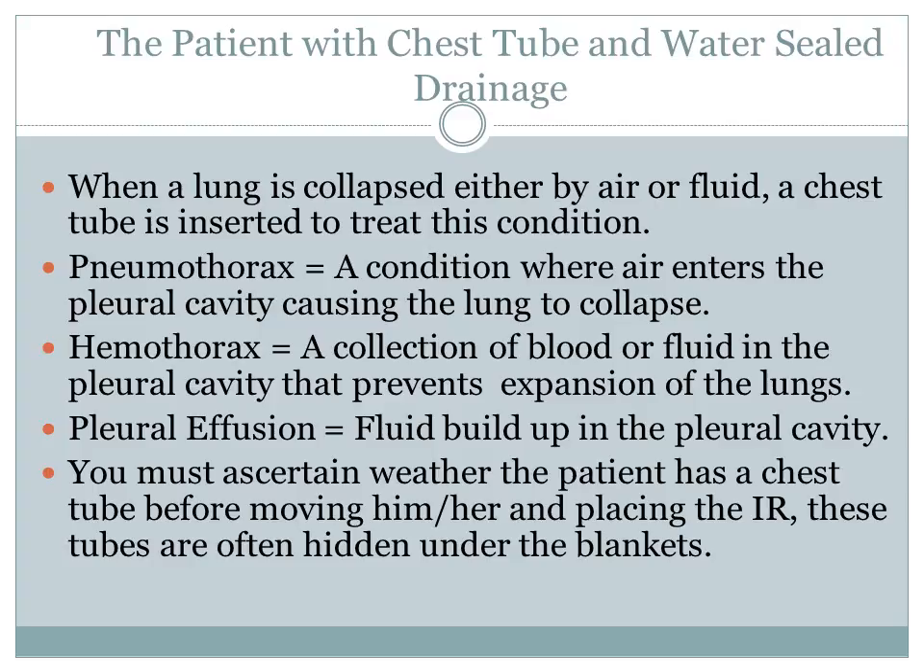When a lung is collapsed either by air or fluid, a chest tube is inserted to treat this condition. Pneumothorax is one of those conditions, where air enters the pleural cavity, causing the lung to collapse. Hemothorax is a collection of blood or fluid in the pleural cavity that prevents expansion of the lungs. Pleural effusion is fluid buildup in the pleural cavity. You must ascertain whether the patient has a chest tube before moving him or her and placing the IR. These tubes are often hidden under the blankets.